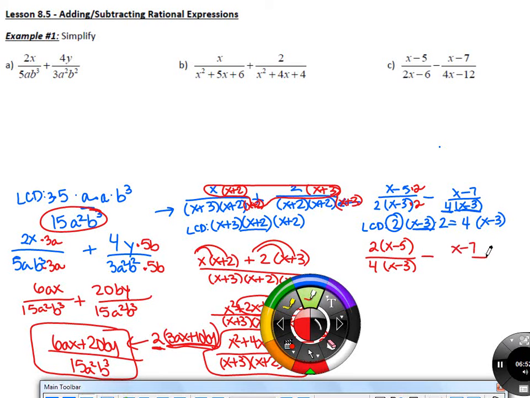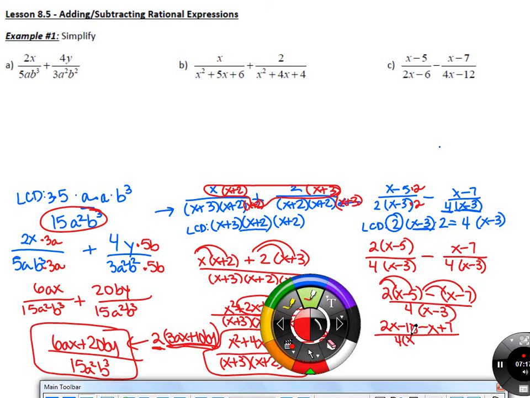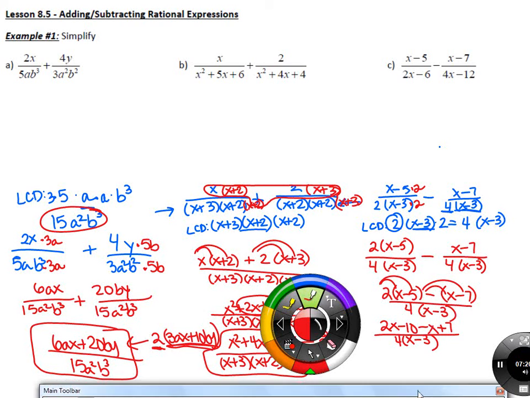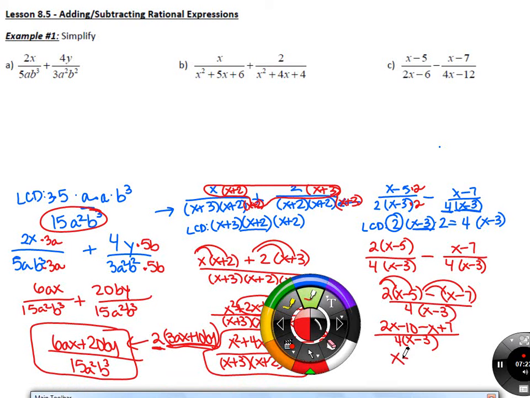Minus x minus 7 over 4 times x minus 3. And again, I have a common denominator, so the denominator is 4 times x minus 3, but there's work to do in the numerator. I have 2 times x minus 5 minus the entire quantity of x minus 7. So this is like having 2x minus 10 minus x plus 7 over 4 times x minus 3. Then I'm going to combine like terms, so I'm going to have x minus 3 over 4 times x minus 3. The x minus 3's in their entirety can cancel out, and I'll be left with 1/4.